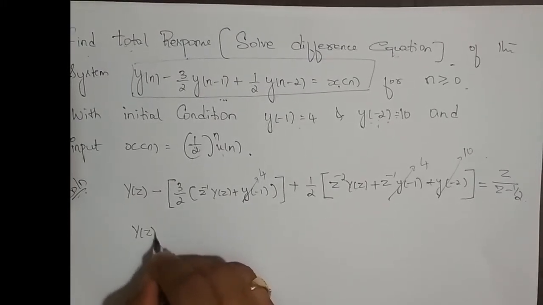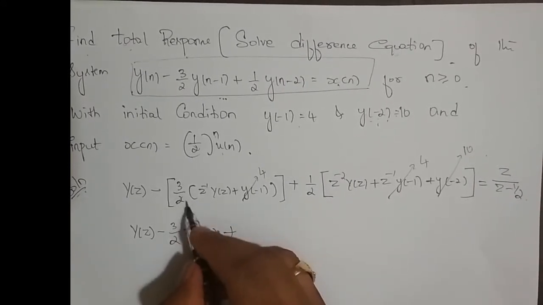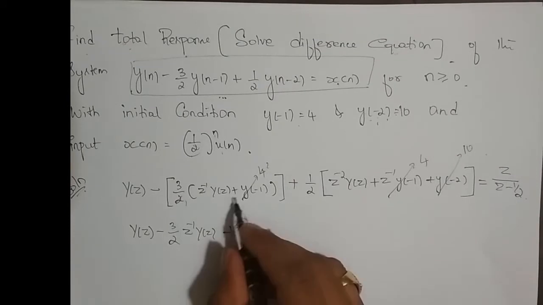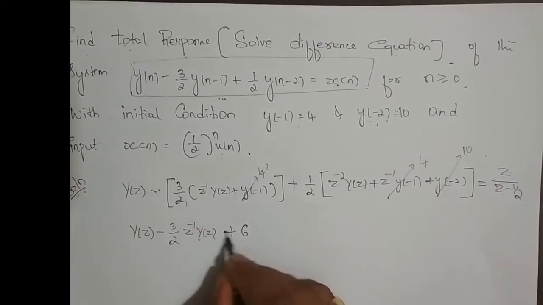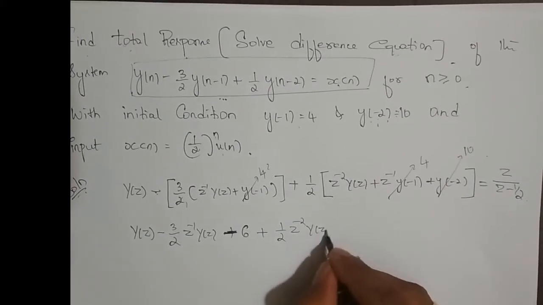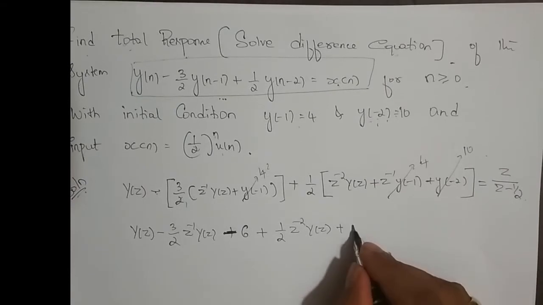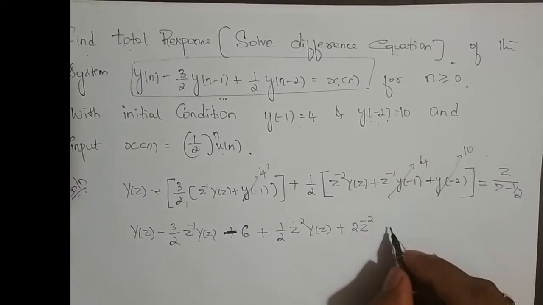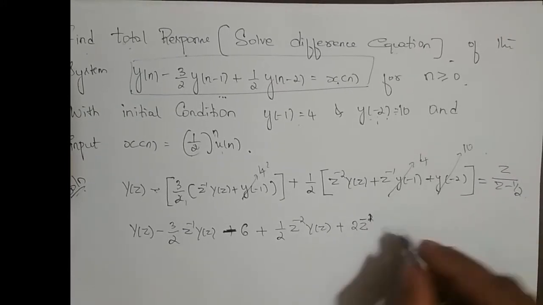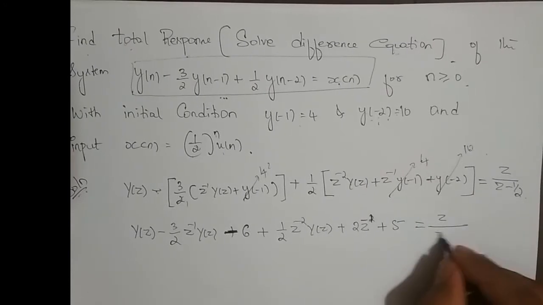So what we get is Y of z minus 3 by 2 into z power minus 1 Y of z plus 2 ones are 2, 3 twos are 6, I get 6 here, and it's not plus, it's minus because I have minus here, so it is minus 1 by 2 into z power minus 2 Y of z, and this is 4 by 2, it is 2 times z power minus 2, sorry, 2 times z power minus 1, plus this is 10 by 2, it is 5, is equal to z divided by z minus 1 by 2.